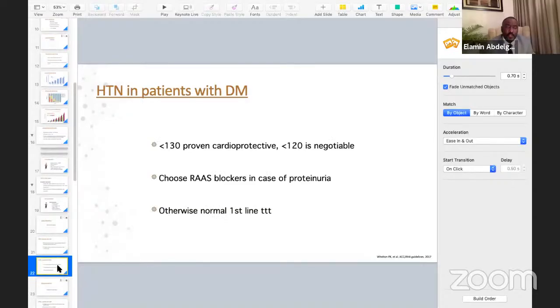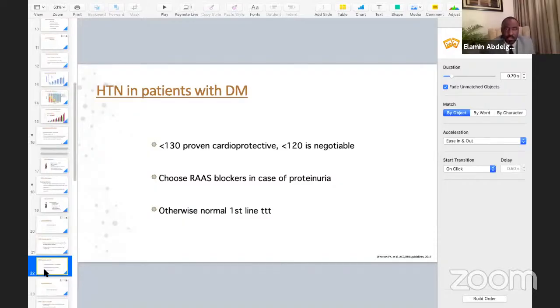The blood pressure reduction to less than 130 is very well proven as cardioprotective for the systolic blood pressure. However, reduction of systolic blood pressure to less than 120 is still negotiable. Once again, one of the sub-analyses of the ACCORD trial showed a very favorable cardiovascular outcome going low, less than 120, but that was not shown in the initial trial.